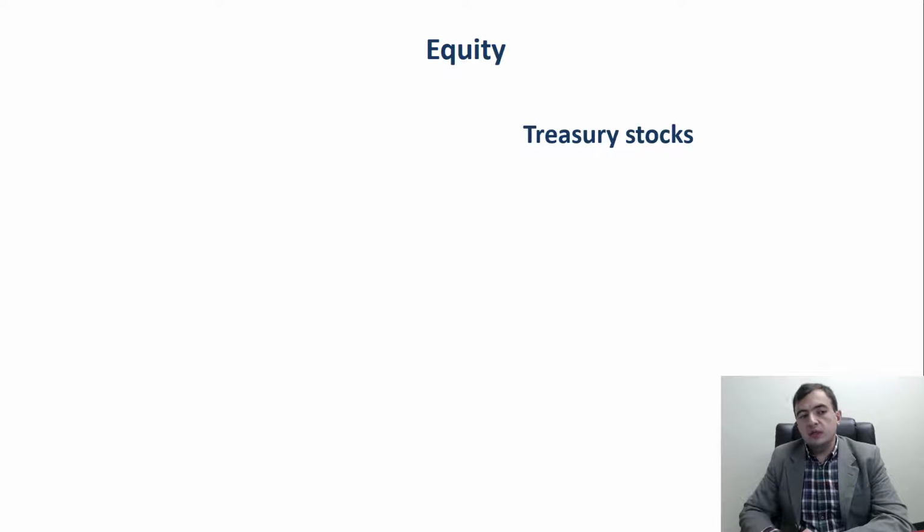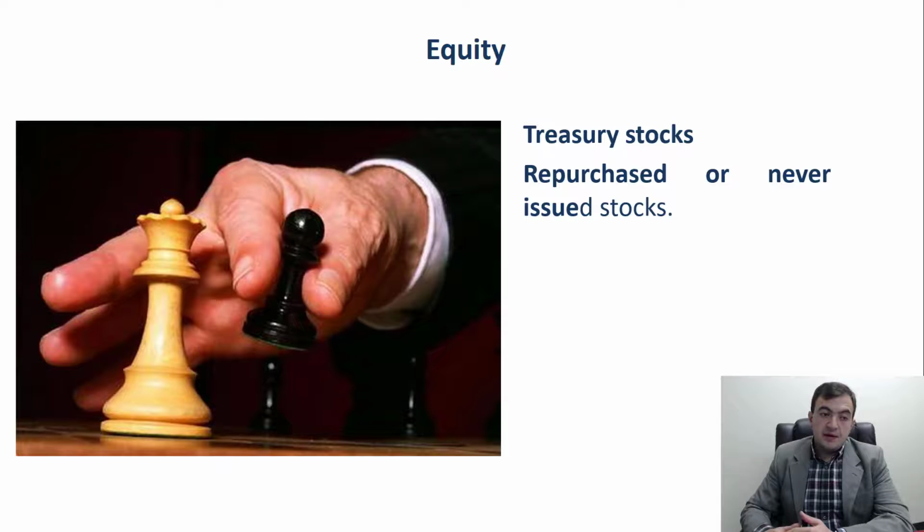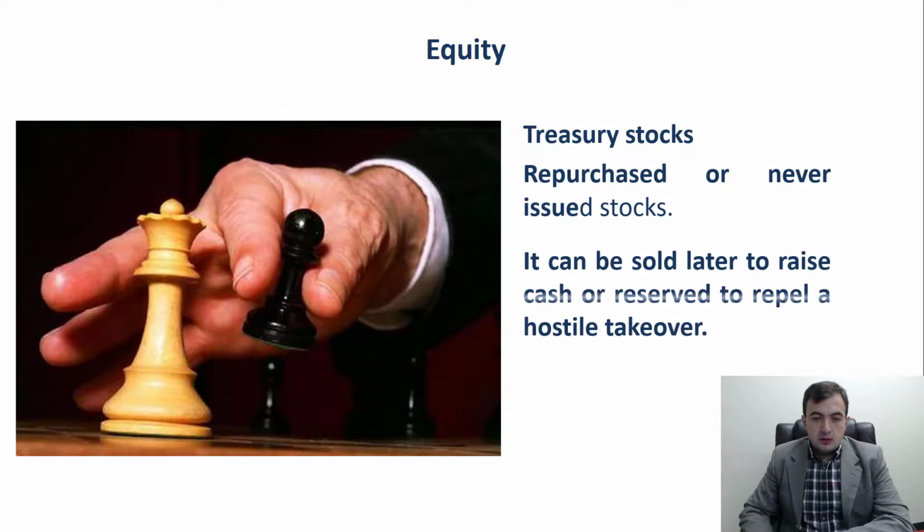The other part of the equity is the treasury stocks, and these are repurchased or never issued stocks of the company. Why do companies hold this kind of stocks? The purpose is, first, to sell them later in the future when the company has some need for cash, so they can go ahead and sell and raise cash and get cash flow in the company.